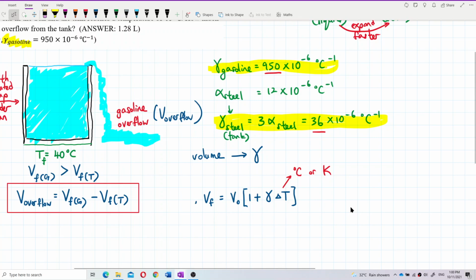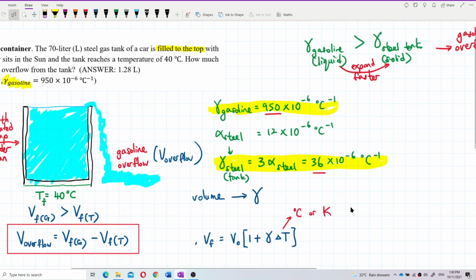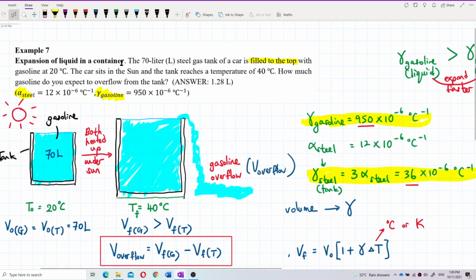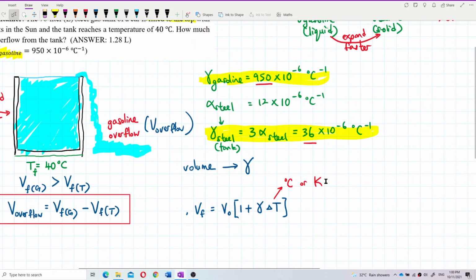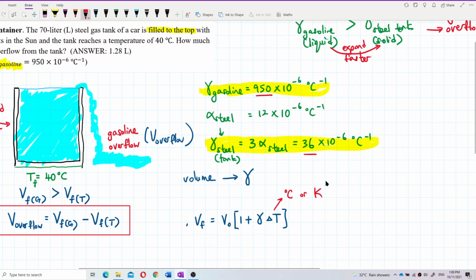Similarly, the volume is given in liters. You don't need to change it to the SI unit. Liter and liter, because the left and right hand sides have the same unit, they cancel out. So you can maintain it as liter, with no need to change to meter cube.